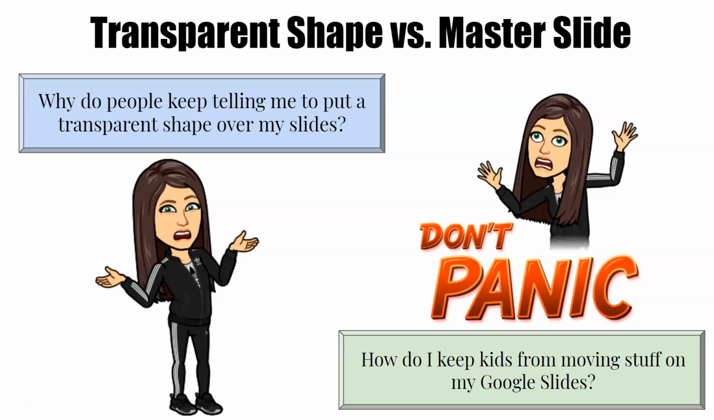The two questions that I see a lot are, why do people keep telling me to put a transparent shape over my slide? And how do I keep kids from moving my stuff on my Google Slides once you've created your presentation? So I'm going to go through why you would put a transparent shape, how to do that, and then how to create your background in your master slide so you don't lose image quality, and it just makes it overall so much easier than saving a snip of the slide and then inserting it as the background image.